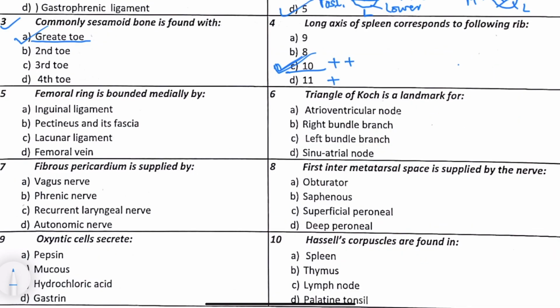Fifth MCQ: the femoral ring is bounded medially by inguinal ligament, pectineus and its fascia, lacunar ligament, femoral vein. So the femoral ring is the upper margin of the femoral canal, which is the medial-most compartment of the femoral sheath.